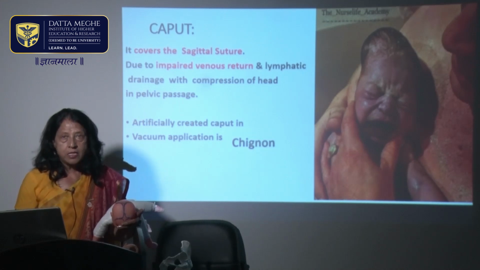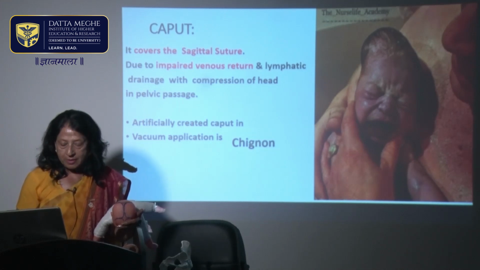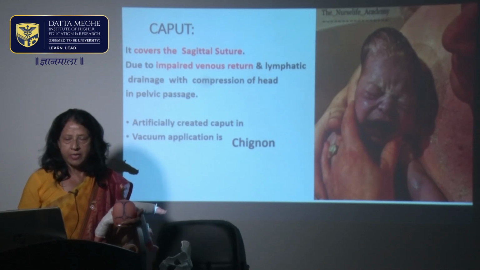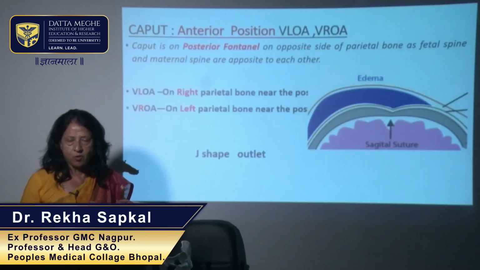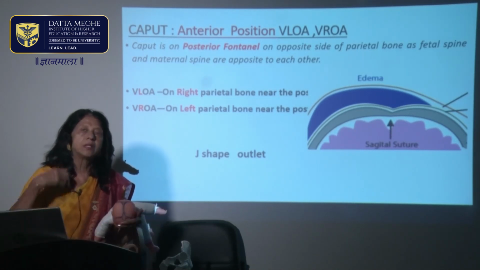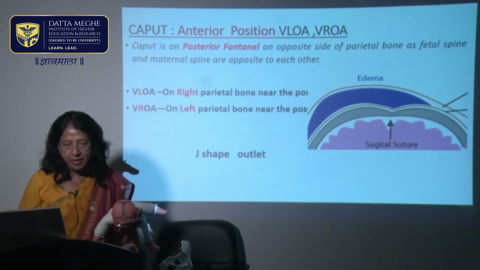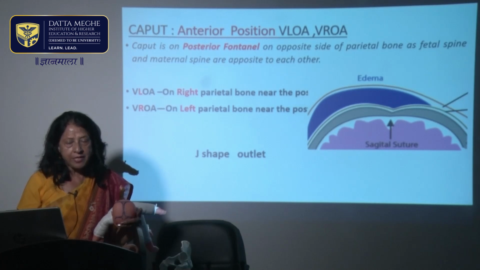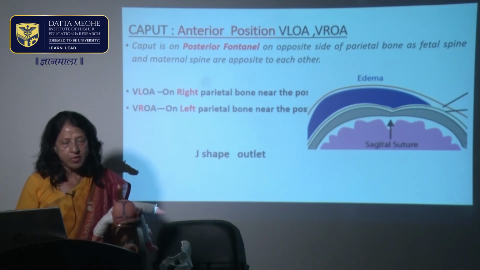C-H-I-G-N-O-N. Presence of chignon is seen after birth in vacuum application. That is artificially created, it is not a sign of fetal distress or prolonged labor. By identifying the position of the caput, I can identify the intrauterine position of the fetus. Just remember in anterior position, the caput will be on the opposite bone. So, LOA right parietal bone, ROA left parietal bone.